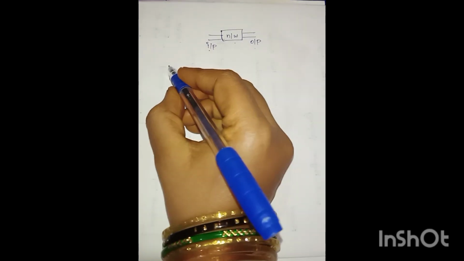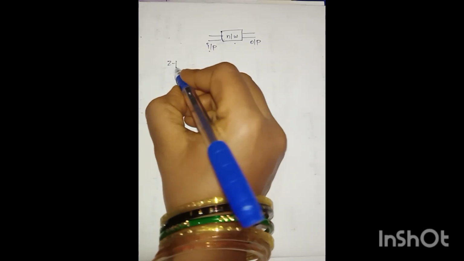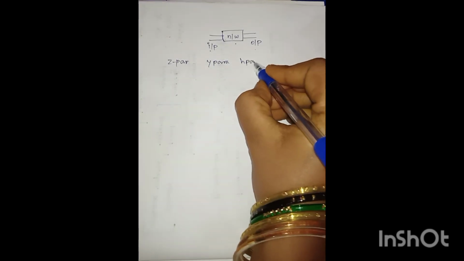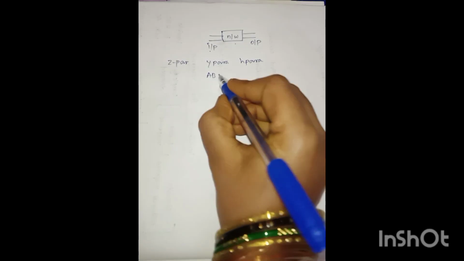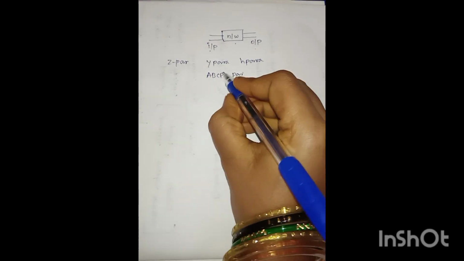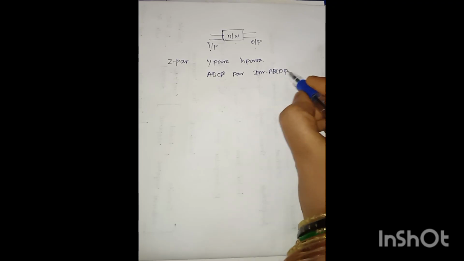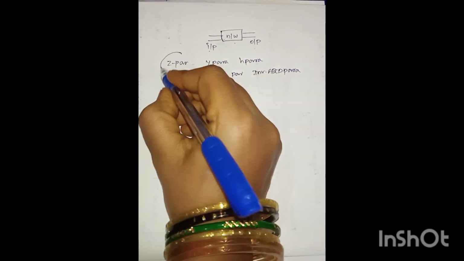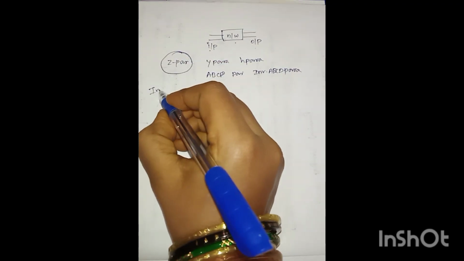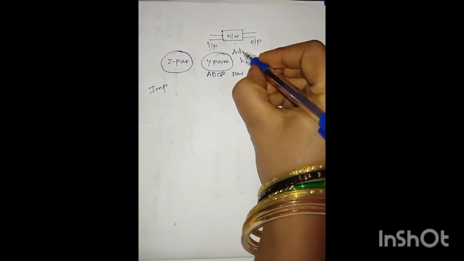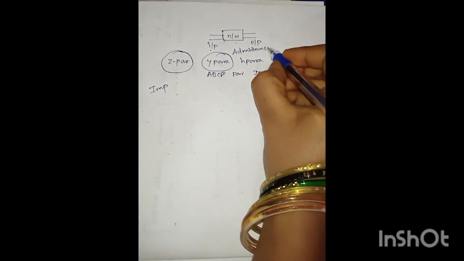Here, some of the parameters are Z parameter, Y parameter, H parameter, ABCD parameter and inverse ABCD parameter. Remember, Z parameter is also called the impedance parameter. Y parameter is also called the admittance parameter. H parameter is also called the hybrid parameter.